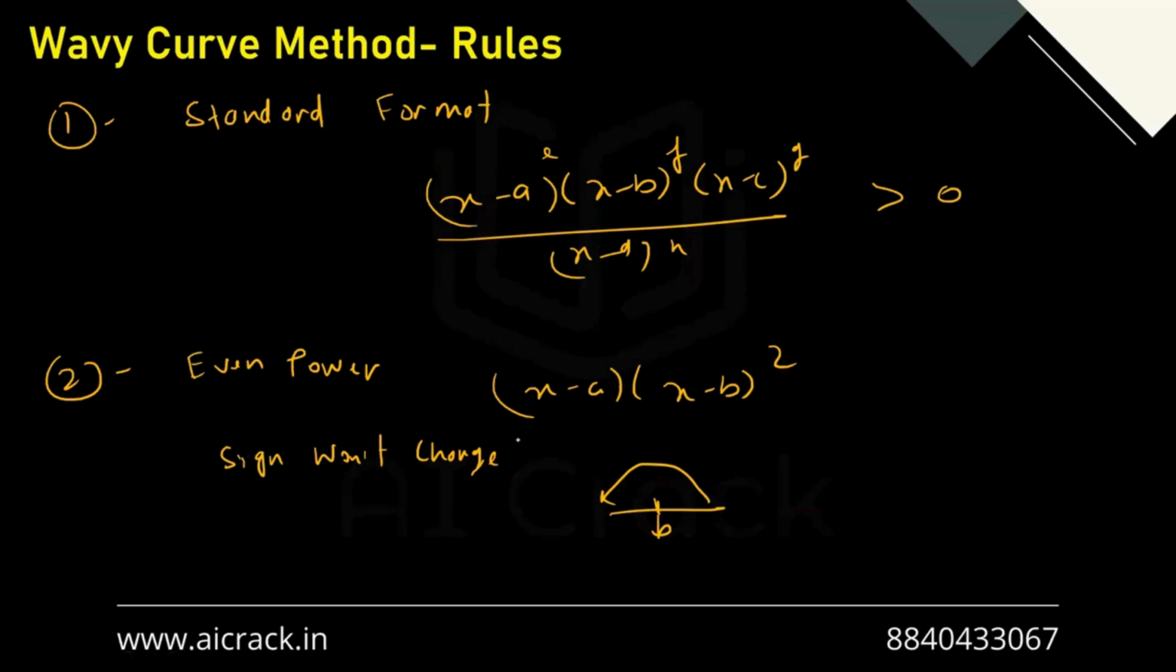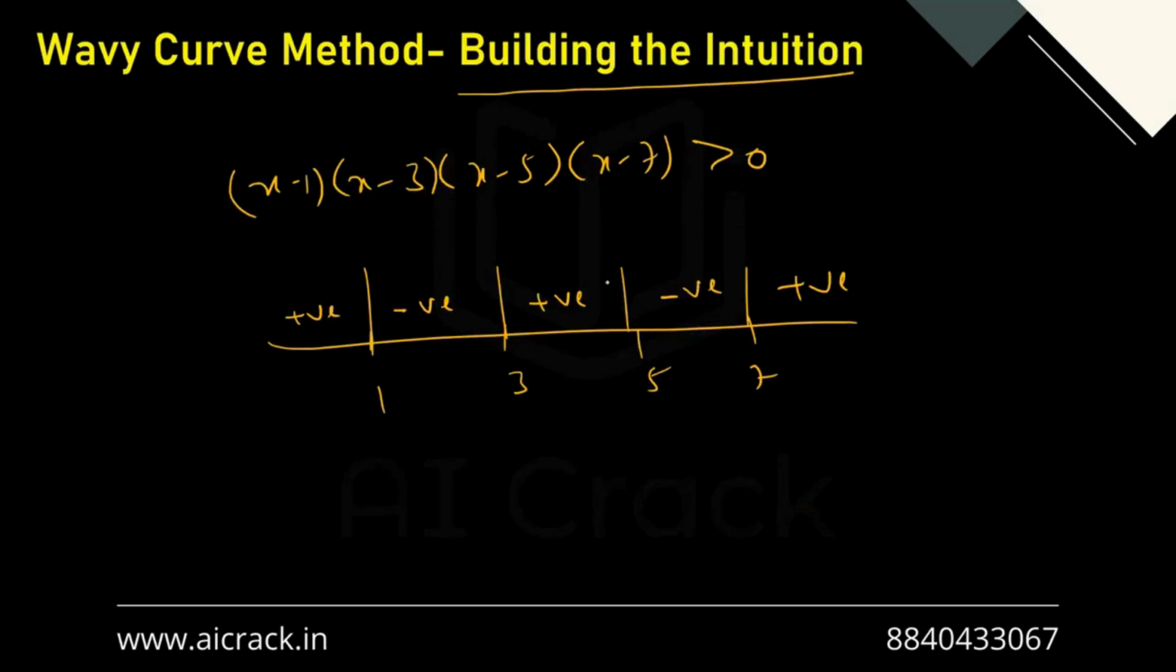So plus would remain plus, minus would remain minus. So these are the two major rules summarizing the entire wavy curve theory. Okay. And now that we have understood the method, let's try to find out how to solve this particular inequality.